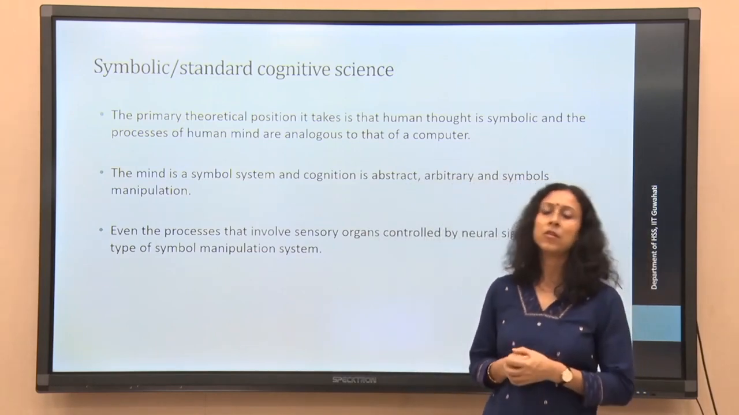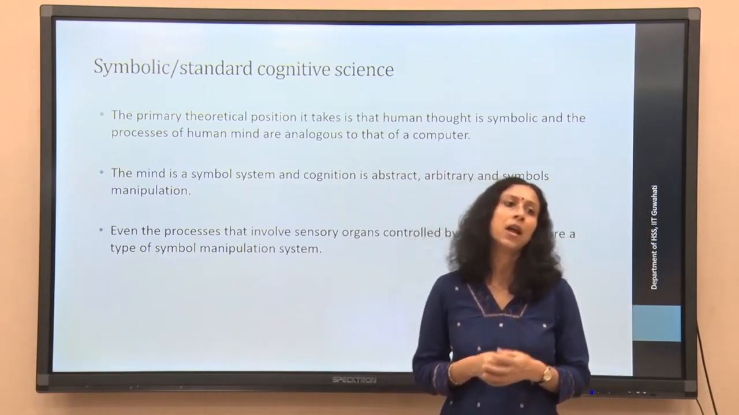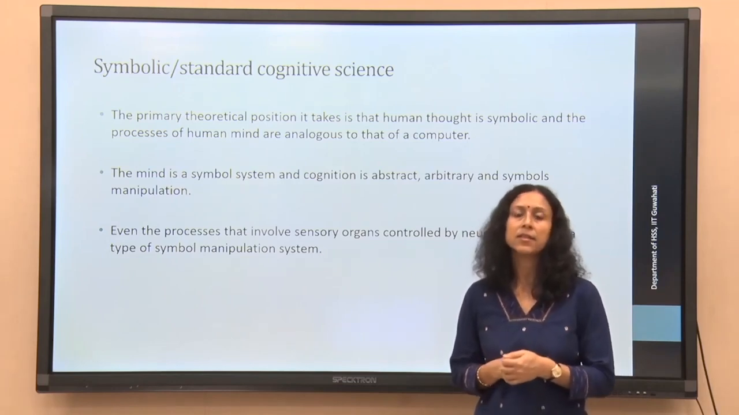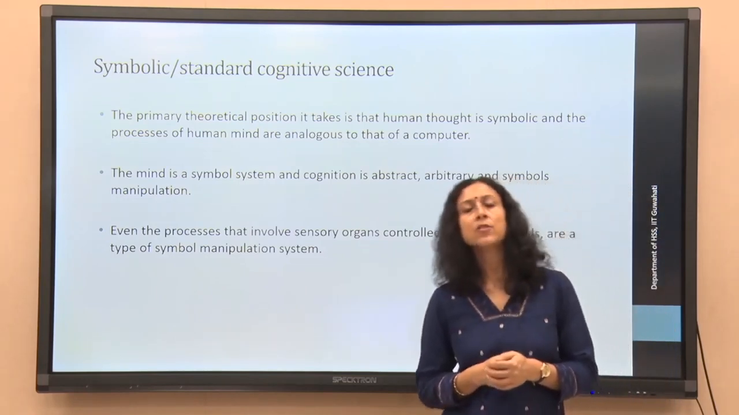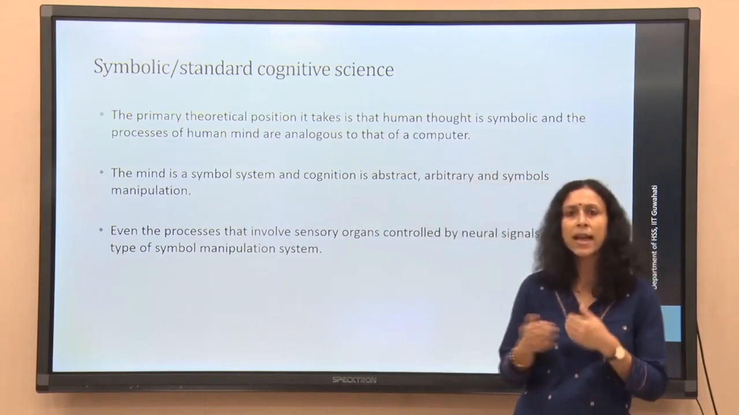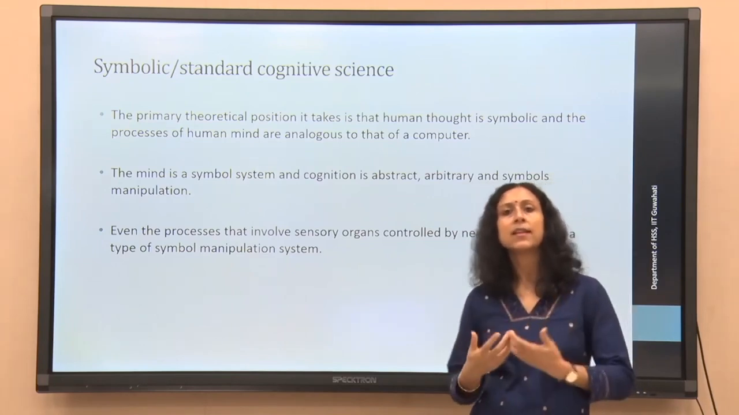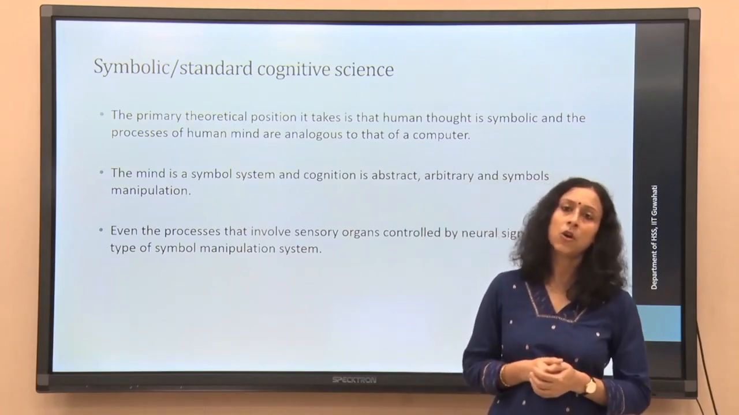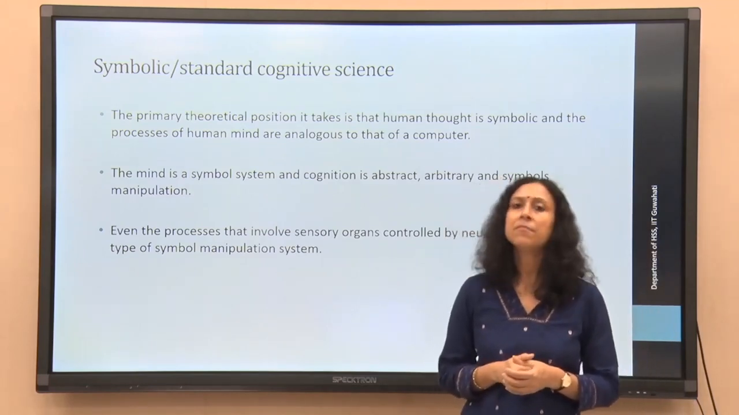This happened because the fundamental force that drove the beginning of cognitive science was the necessity from the perspective of artificial intelligence, AI. Artificial intelligence tried to create a computer that thinks and works like the human brain. Now, if you want to create a machine that works like the human brain, you need to understand the human brain first. So, the analogy between the human brain and the computer was at the forefront of various kinds of inquiries during this time. As a result, the mind came to be thought of as a symbol system, and cognition is abstract, arbitrary, and is just a symbol manipulating system.